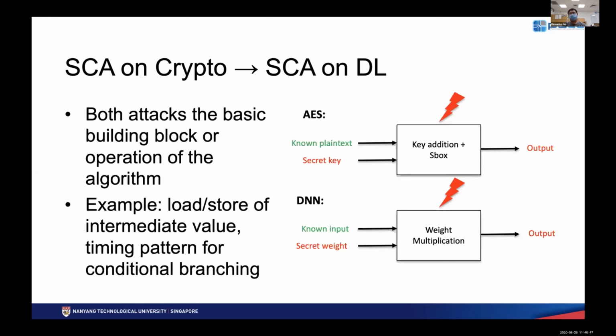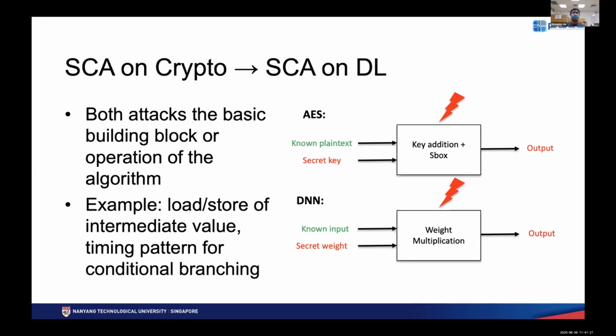It's the same concept as in deep learning or neural networks. You have an input, you have a secret weight parameter, and then usually the first operation after pre-processing in a neural network is a weight multiplication. The attacker can then target the power or EM during the execution of the weight multiplication, and recover some information about the secret weight. So they are both similar in a sense of the operation, and basically we can port this knowledge from crypto to the attack on neural networks.